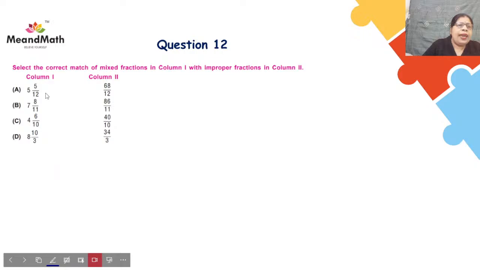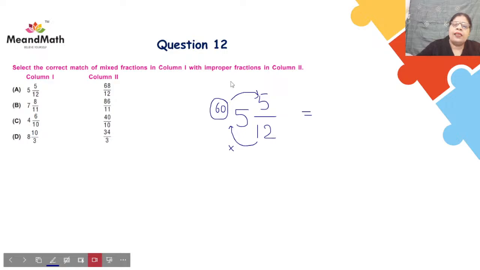Option A is 5 whole number, 5 by 12. For those who don't know how to convert a mixed fraction to an improper fraction, let me teach you. We multiply the denominator and the whole number. 12 fives are 60. Then we add 60 plus 5, so we get 65 by 12.